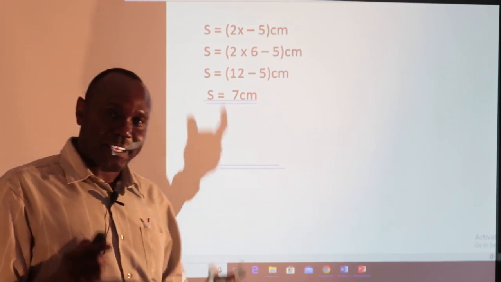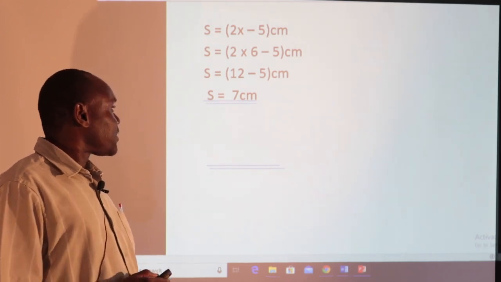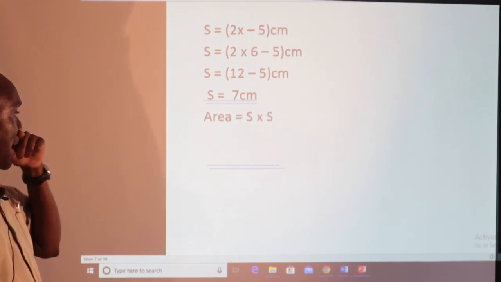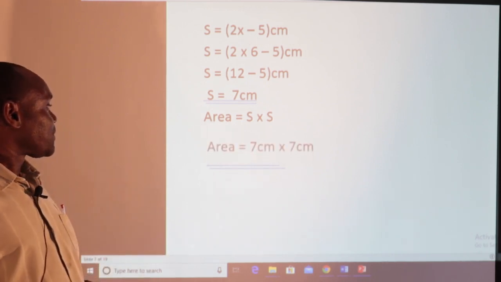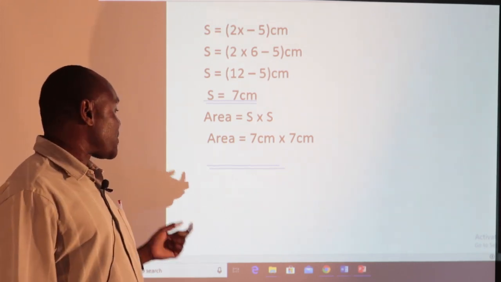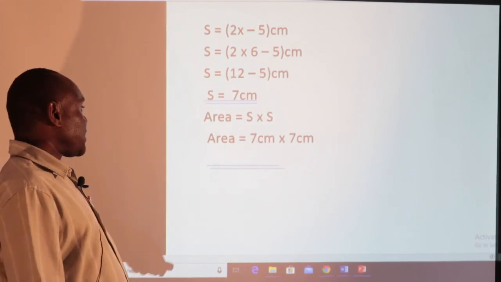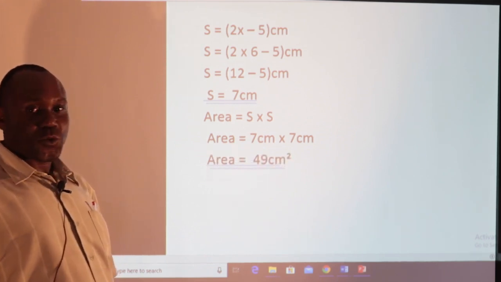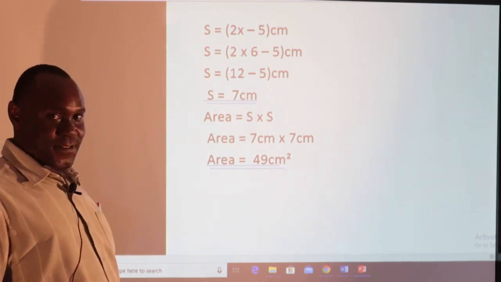Therefore, what's the formula for finding the area of a square? It is not the same as a rectangle. A square is side times side. That's the formula. After that, we substitute. That is 7 centimeters multiplied by 7 centimeters. I like you candidates always to be consistent with the units. Centimeters, centimeters. So 7 times 7 gives us 49 square centimeters. That is our example number 3.